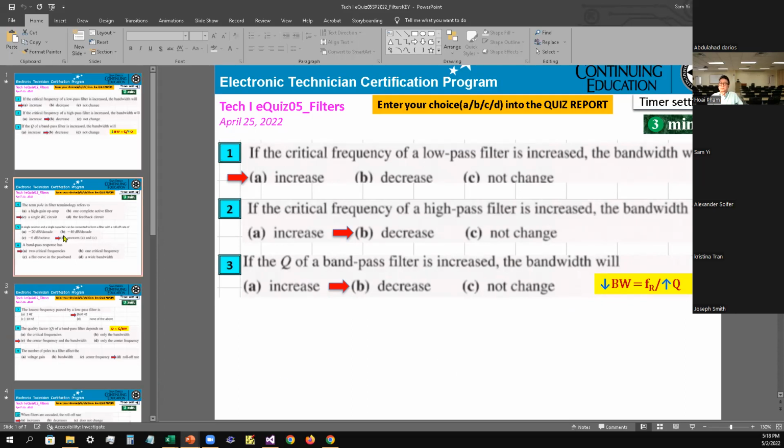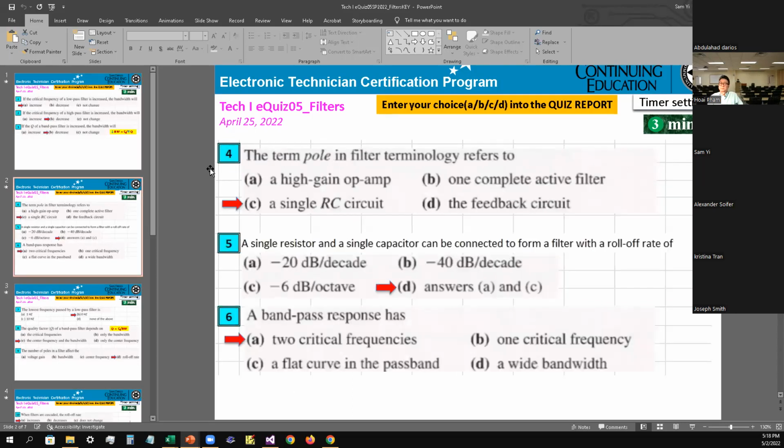Okay, next set. The term pole in filter terminology refers to a single RC circuit. So the answer is C as in cat for number 4.